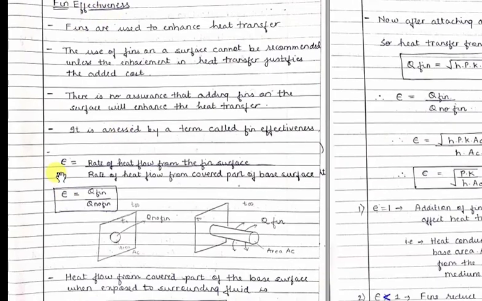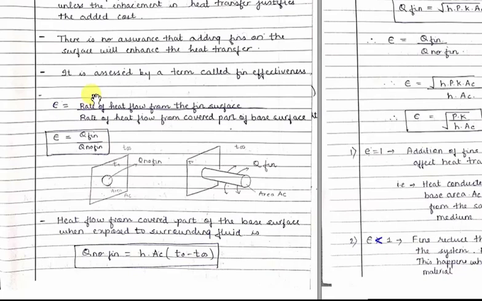So what is effectiveness? Effectiveness is defined as the rate of heat flow from the fin surface to the rate of heat flow from the covered part of the base surface. So I will just repeat it. It can be written in short as effectiveness is equal to Q fin divided by Q no fin, right? So let's focus on the diagram over here.